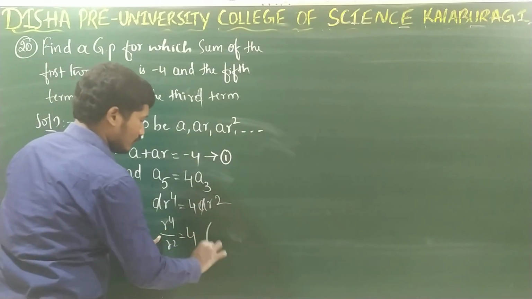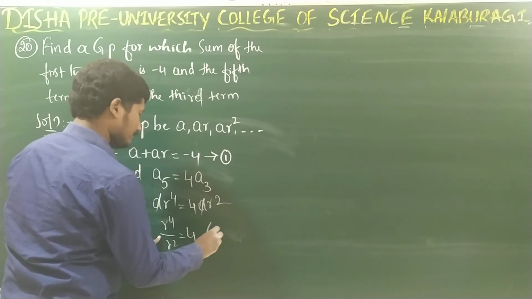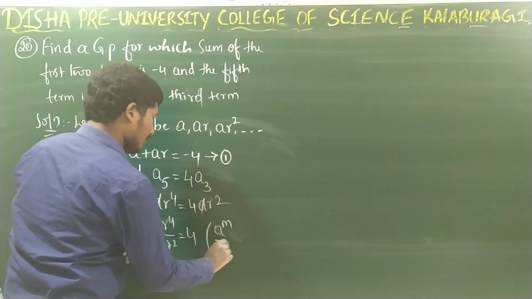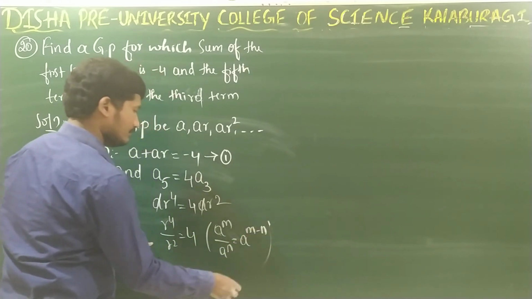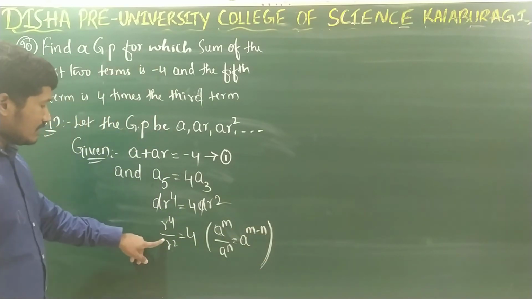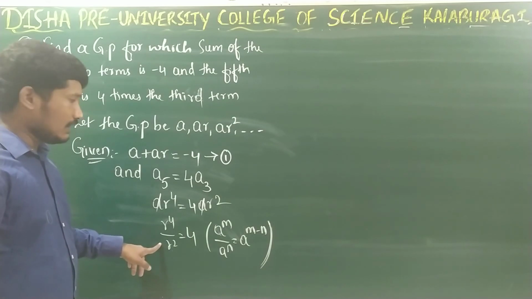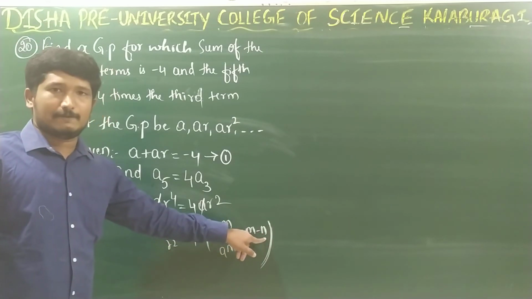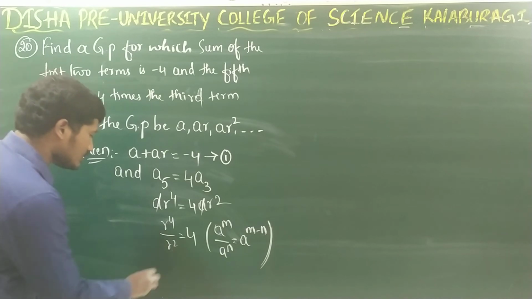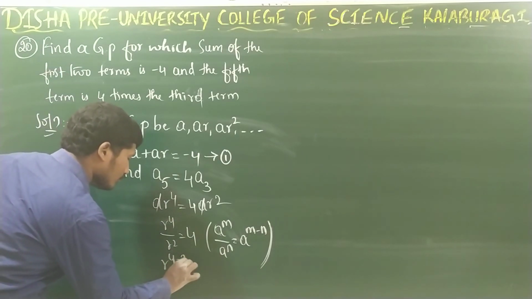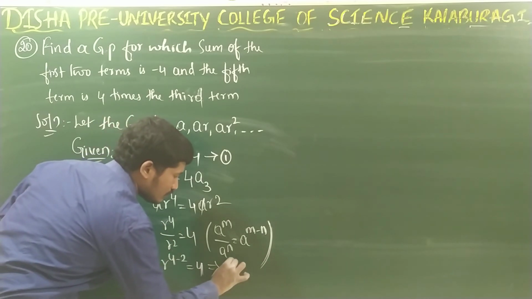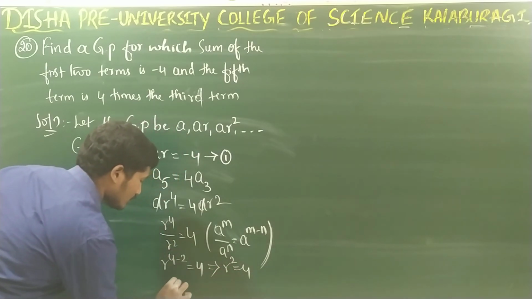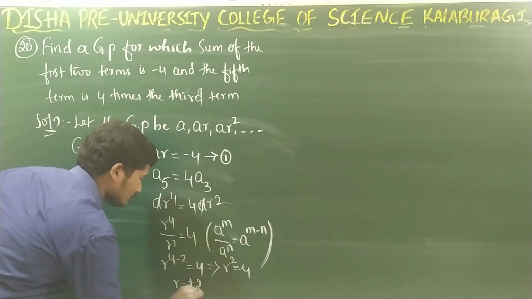So this is of the form a^m by a^n is equal to a^(m minus n), right? When bases are the same in both numerator and denominator, the powers will be subtracted. So what will this be? This will be r^(4 minus 2) is equal to 4. So 4 minus 2 is 2. So r square is equal to 4. So r is equal to plus or minus 2.